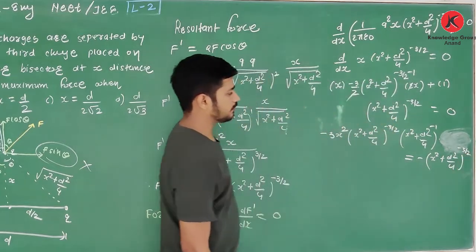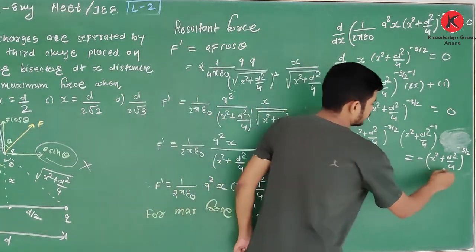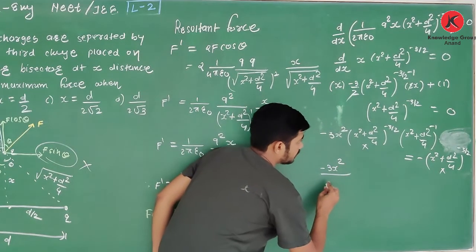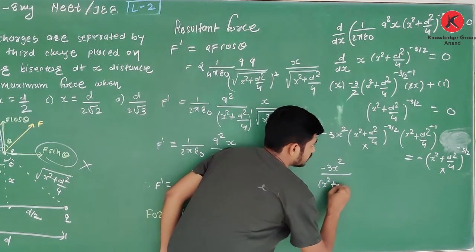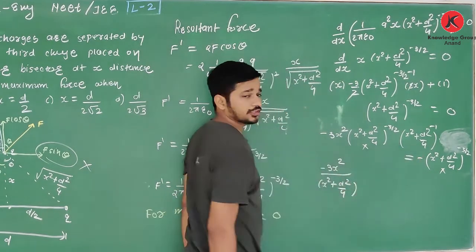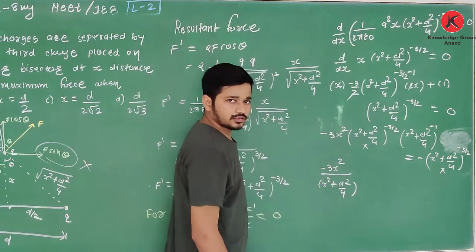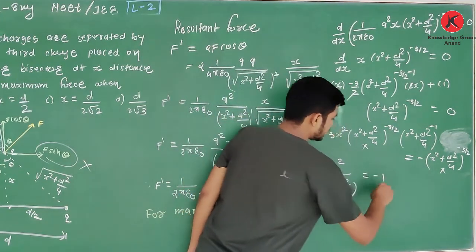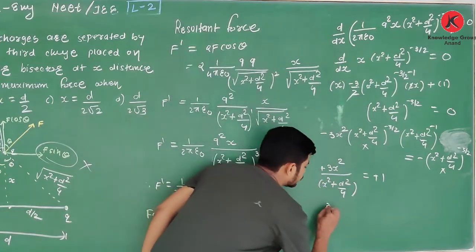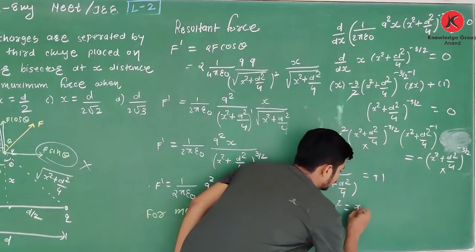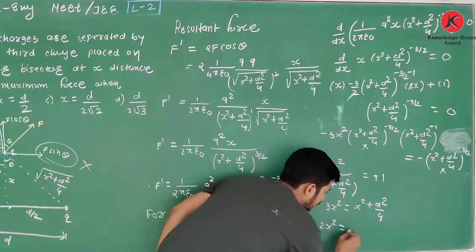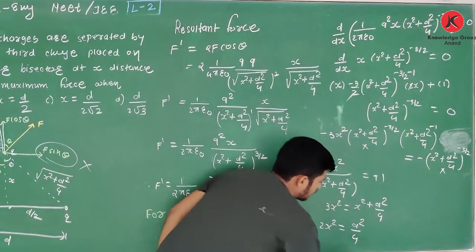So see, this term and this term cancel out, and it remains minus 3x square upon x square plus b square by 4, because it is minus 1 power. So if we take it in the denominator, it will become positive, and this side here is minus 1. So this minus 1 cancels out. Okay, so yes, it is 3x square is equal to x square plus b square by 4. So it is 2x square is equal to b square by 4.